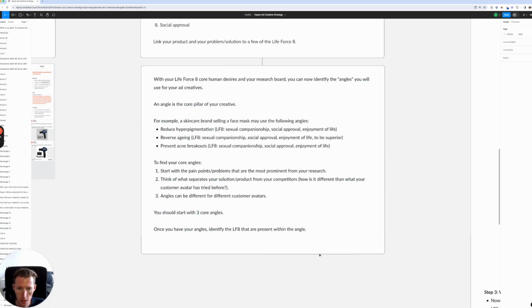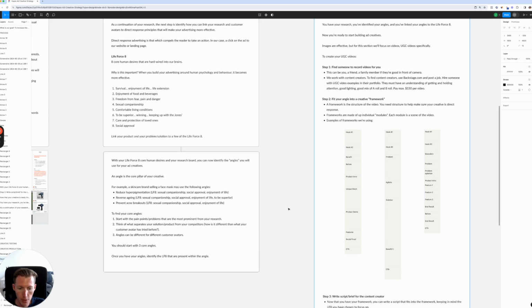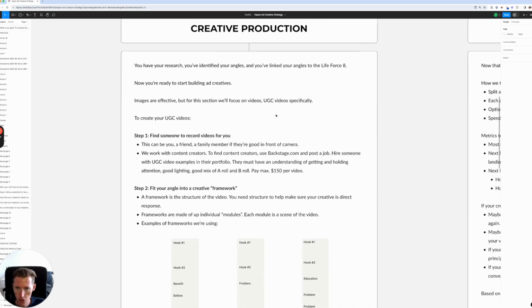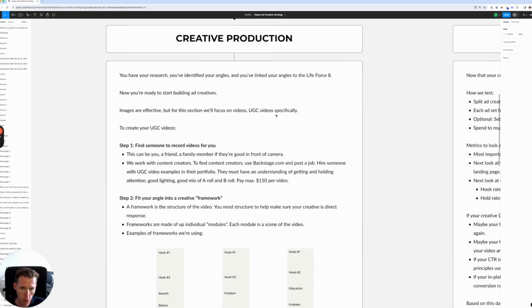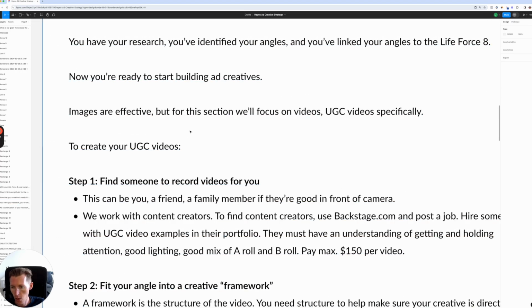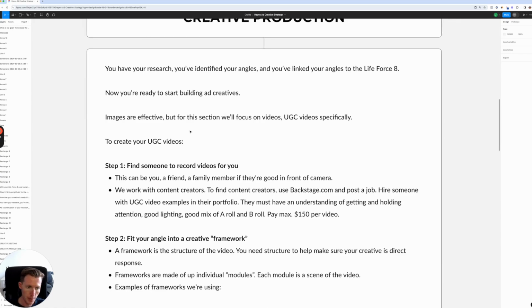So moving on to creative production. So you have your research, you've identified your angles, and you've linked your angles to the life force 8. Now you're ready to start building ad creatives. So images are effective, and I would recommend you 100% test and run images. But for this section, we'll focus on videos and UGC videos specifically, just to talk about that process.